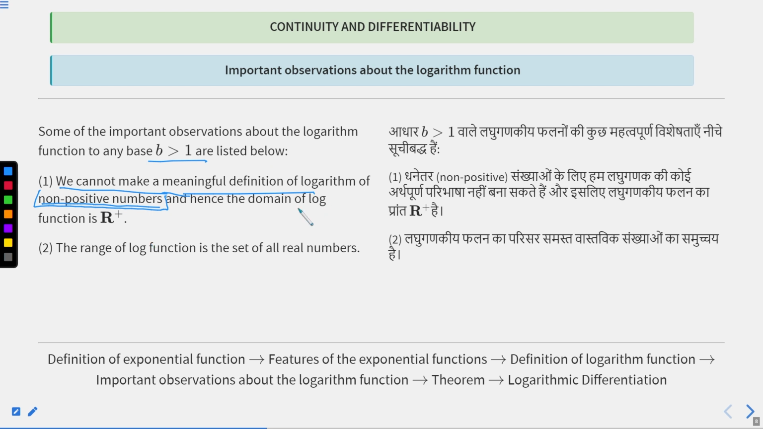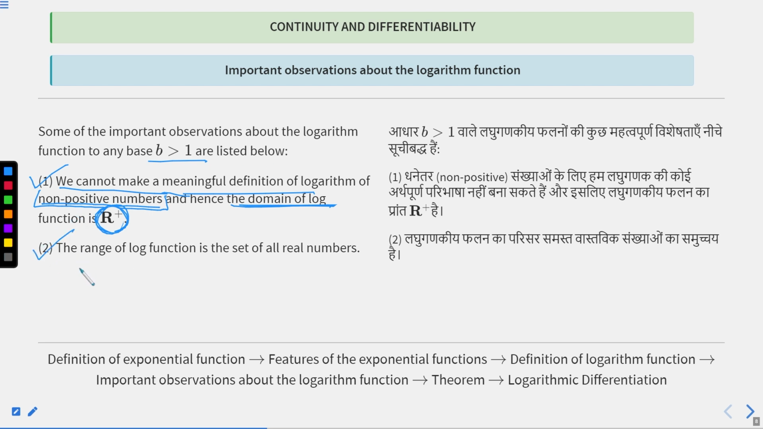Hence the domain of log we will be saying as R positive. This means open interval 0 to plus infinity. So this first point says about the domain of the logarithmic function, whereas the domain of the exponent function is every real number. Okay, now let's talk about the range.